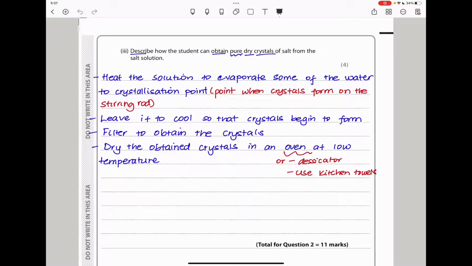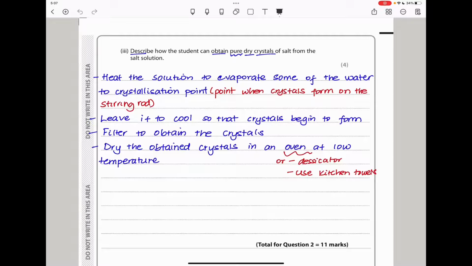This ensures that the crystallization point is reached. This is a point where the crystals begin to form on the stirring rod. If you are using the stirring rod, you see some crystals begin to form. And then after that, you will stop the heating and leave it to cool so that the crystals begin to form more. And then after, when the crystals are formed, you will filter to obtain the crystals.